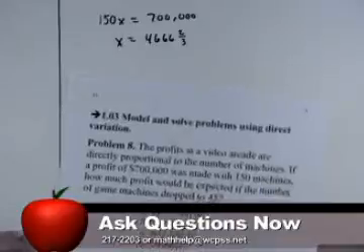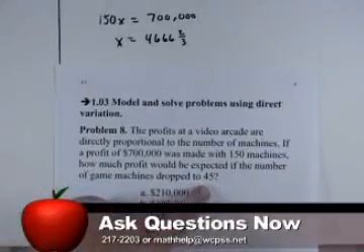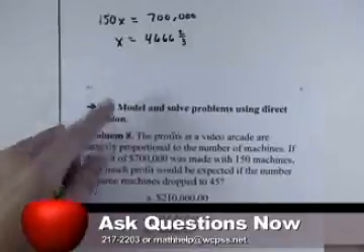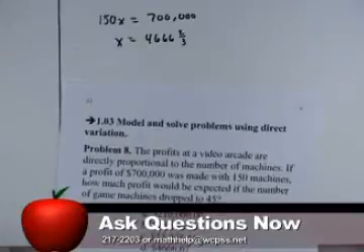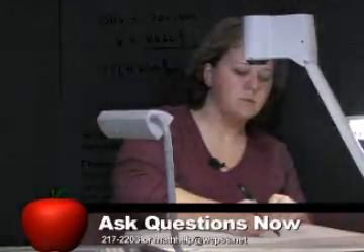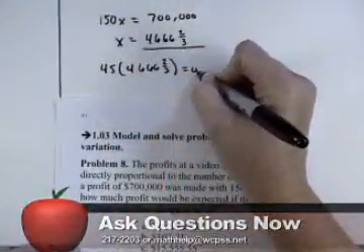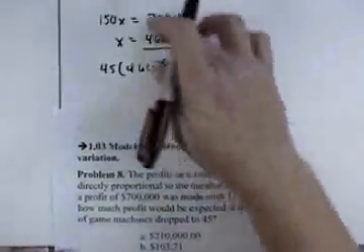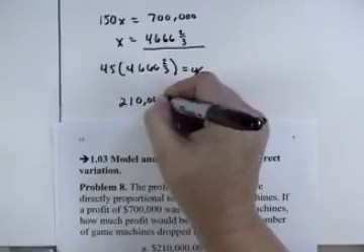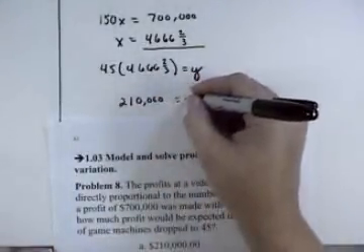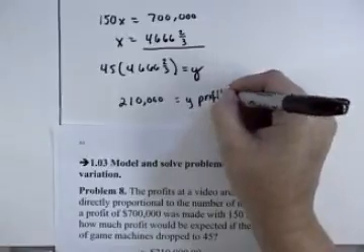So the question is what happens if the game machines drop to 45 machines? You don't have 150 machines now. They all broke. They got stolen. They fell down. Who knows what happened to them? You only have 45. So now how much money is going to be out there? Well, 45x, well, what's our x now? 4,666 and 2/3 equals our new mystery profit, which before was $700,000. Now if we type that in, I get $210,000 equals our new profit, or y is our profit.